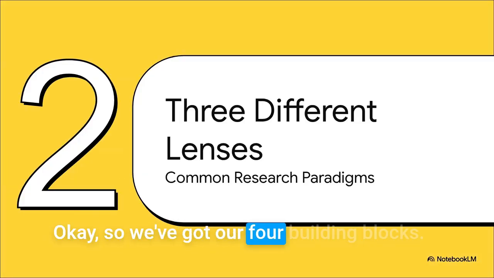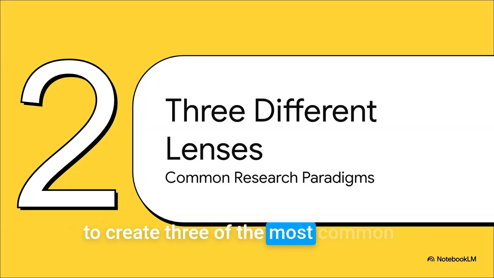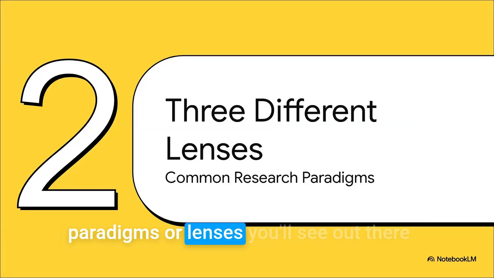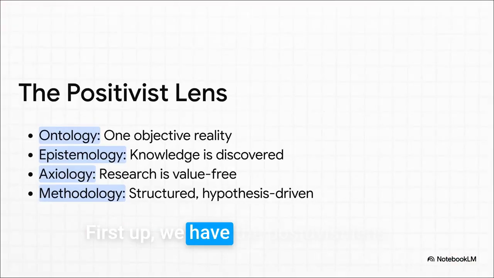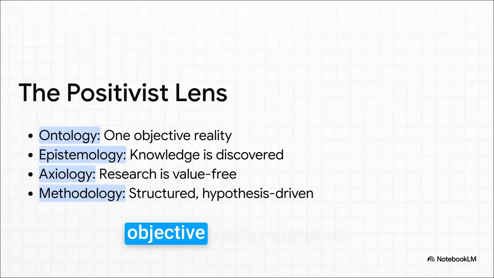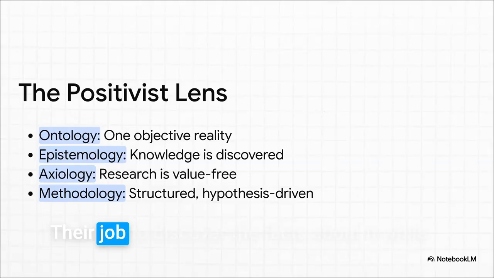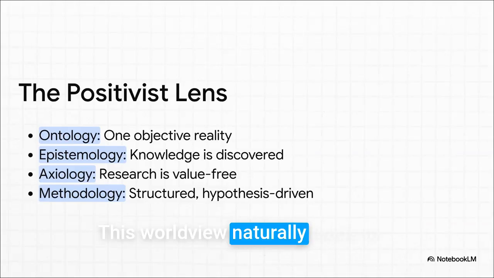Okay, so we've got our four building blocks. Let's see how they actually come together to create three of the most common paradigms, or lenses, you'll see out there in the world of qualitative research. First up, we have the positivist lens. Think of a scientist with a powerful telescope. They believe there's one single objective reality out there. Their job? To discover the facts about it, while staying completely neutral and value-free. This worldview naturally leads to really structured methods, like testing a hypothesis, often with numbers.